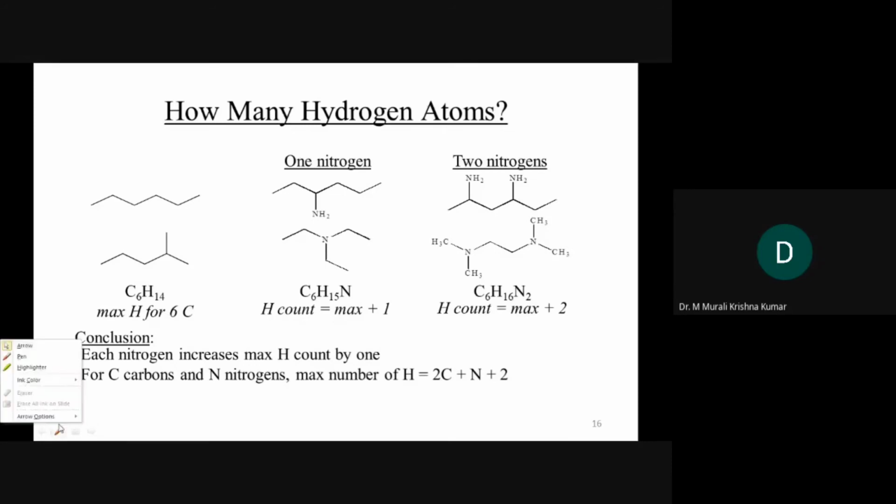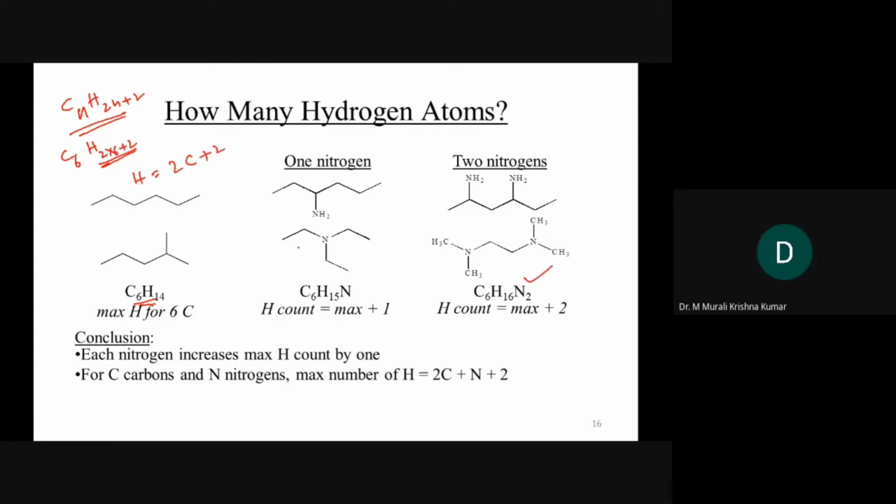Okay, so it is very simple. CnH2n+2 is the rule that we have to obtain the maximum number of hydrogens that can be there. So if you take C6H14, C6H2 into 6 plus 2, which means the number of hydrogens is equal to 2C plus 2. Then if nitrogen is there, what will happen? For every nitrogen, 1 hydrogen will be added.